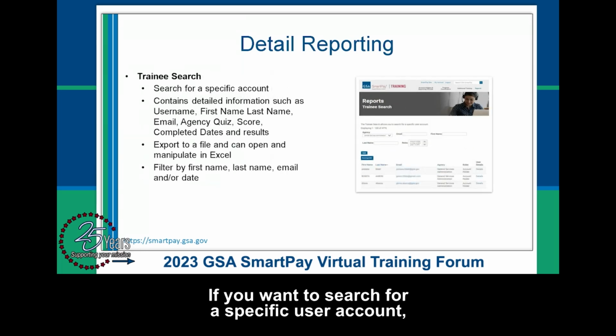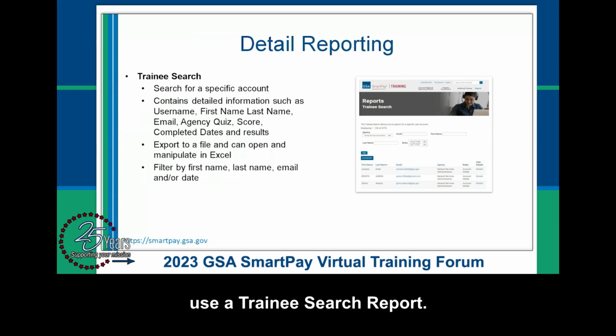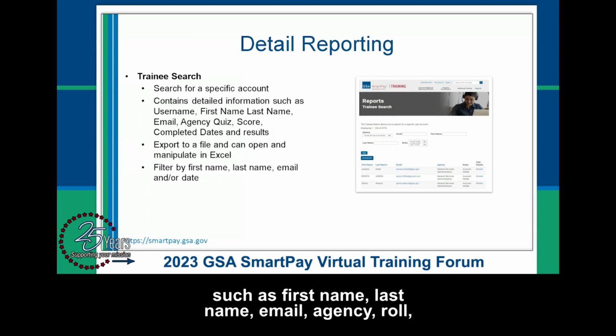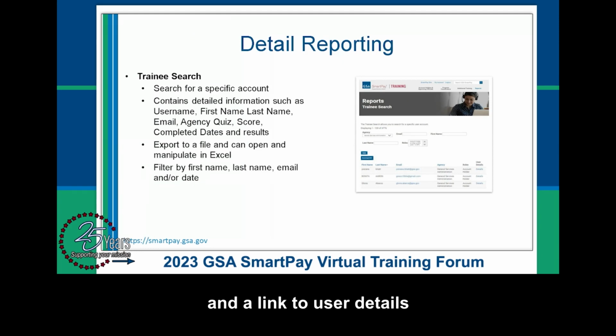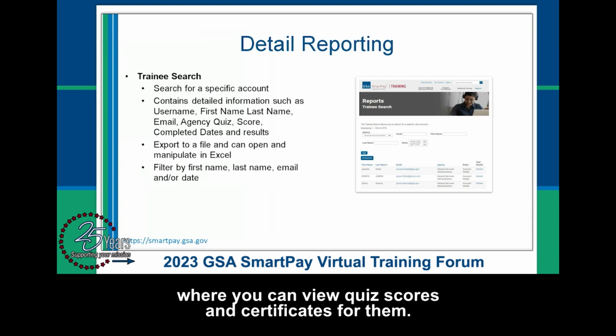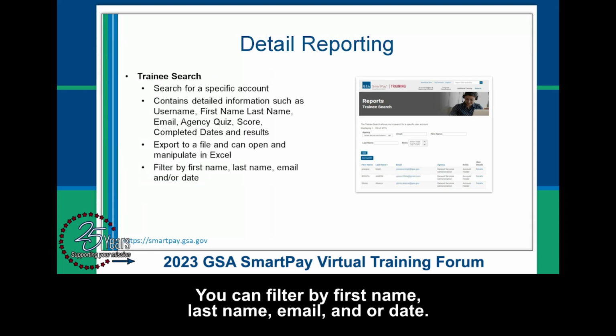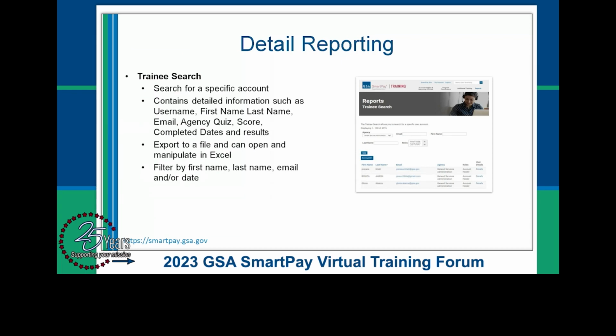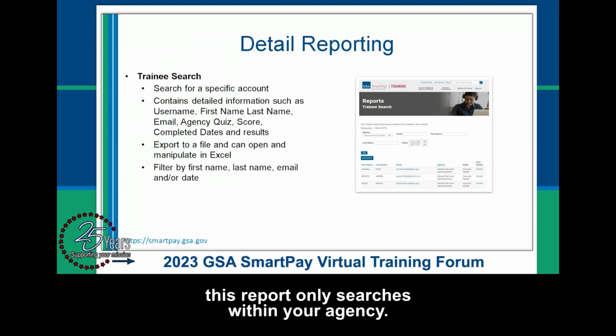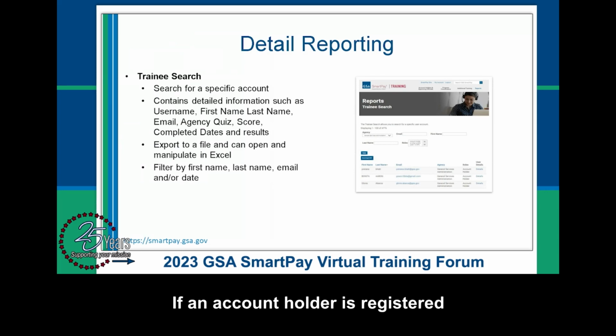If you want to search for a specific user account, use the trainee search report. This report returns detailed information such as first name, last name, email, agency, role, and a link to user details where you can view quiz scores and certificates for them. You can filter by first name, last name, email, and/or date. Please note, as with other reports, this report only searches within your agency. If an account holder is registered under a different agency, their information will not come up in the search results for your agency.